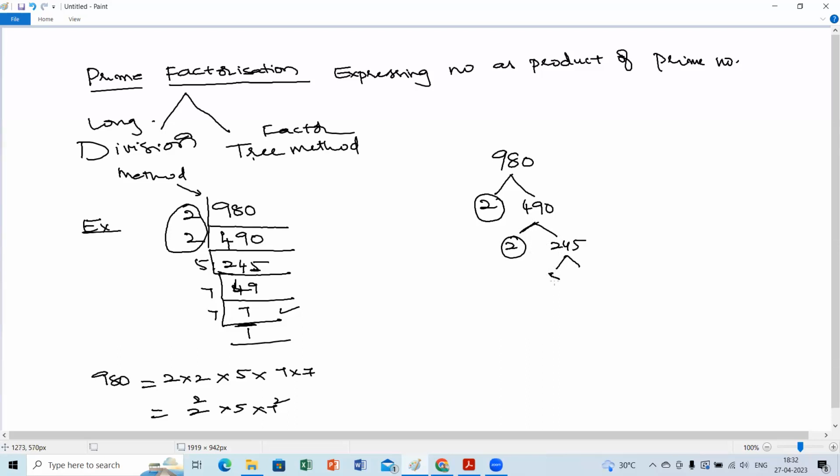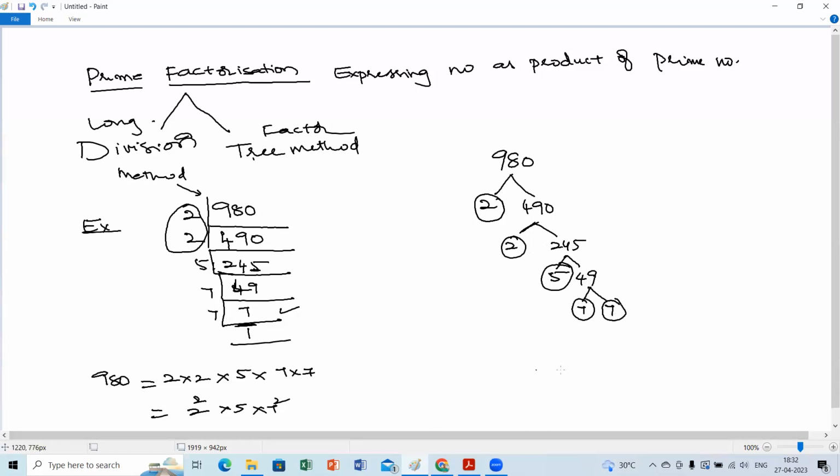So 5, how many times? 49 times. 5 is a prime number. 49 is a composite number. Further, you can break it up using branches. So 7 7s are 49. 7 is a prime number. You can stop the division.